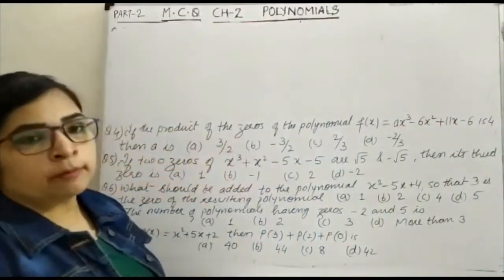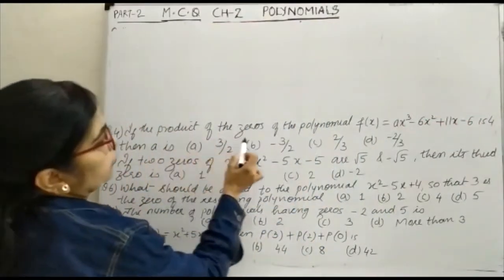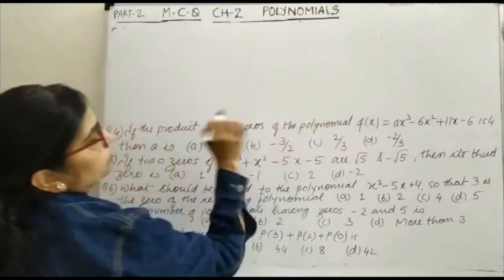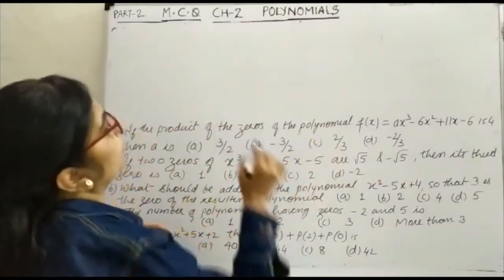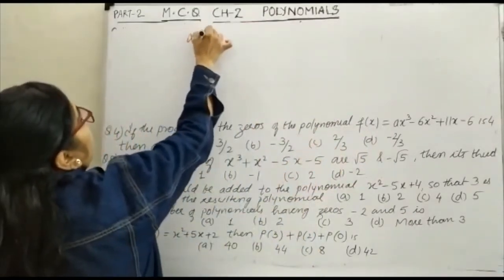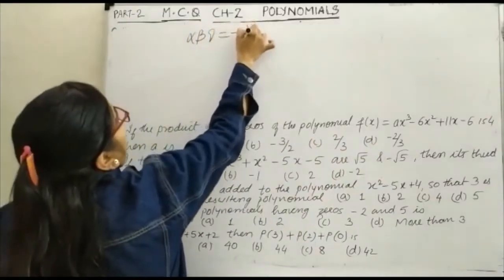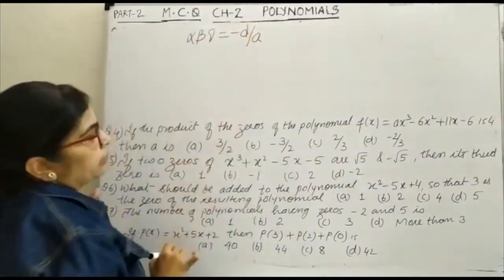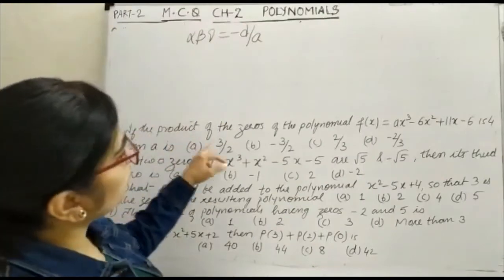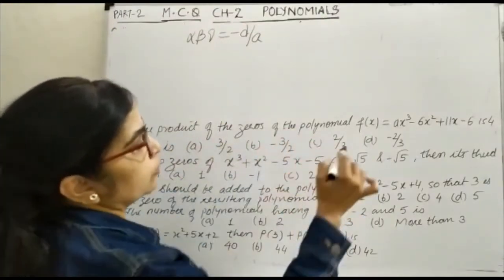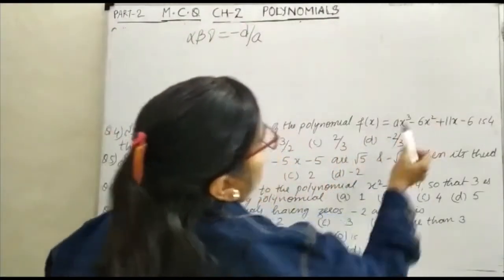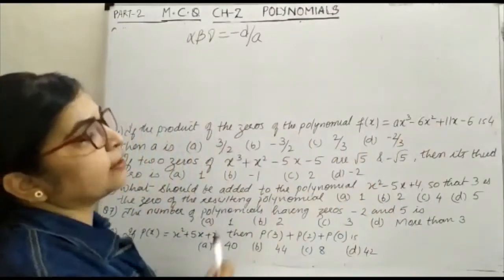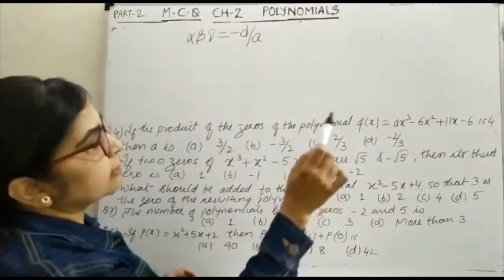Now, your question number 4. If the product of the zeros of the polynomial... you know, in case of a cubic polynomial, we have alpha beta gamma is equal to minus d upon a. So it is given here, if the product of the zeros of the polynomial ax cube minus 6x square plus 11x minus 6 is 4.